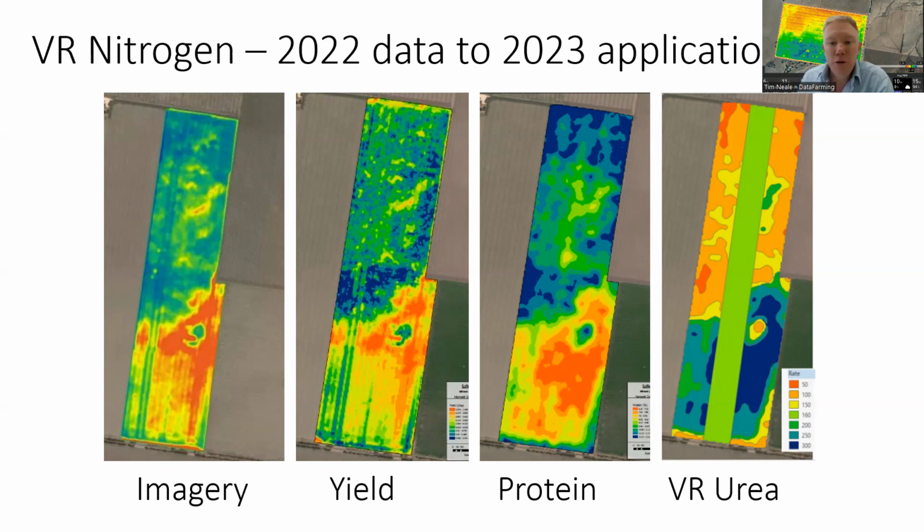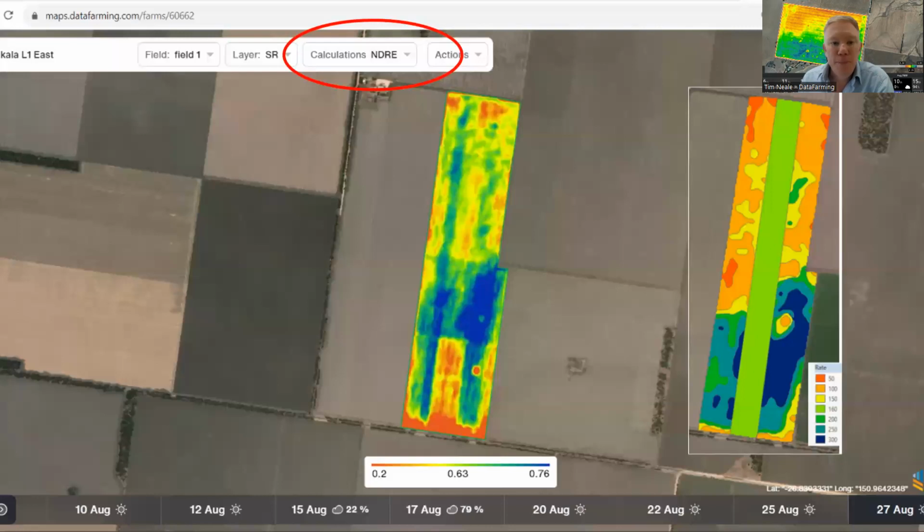So now we jump across to the 2023 season. This is quite late, 27th of August, 2023. And you can see this is using NDRE, a red edge index, not NDVI, but they looked pretty much the same. A couple of interesting factors here. One is you can definitely see the response to the higher nitrogen rates. This is the variable rate map on the right.